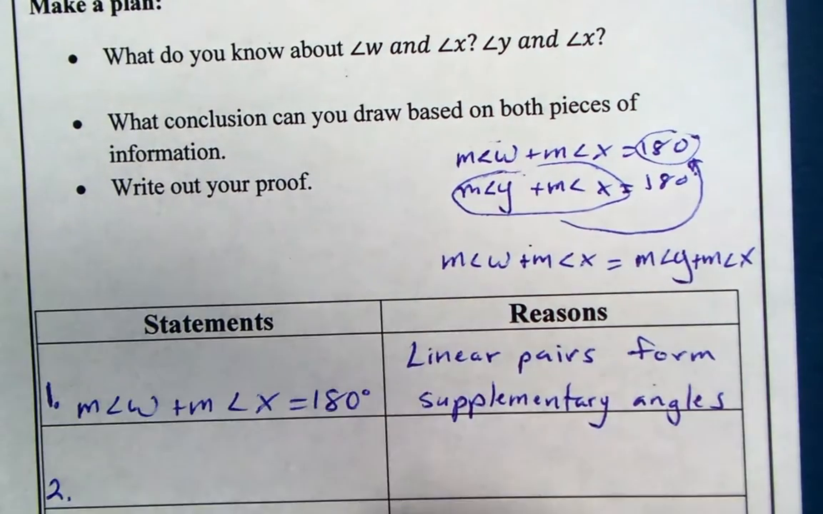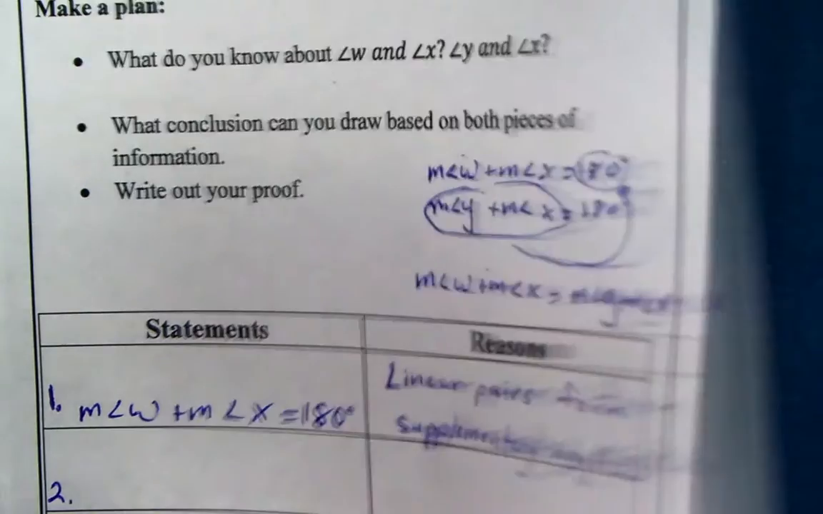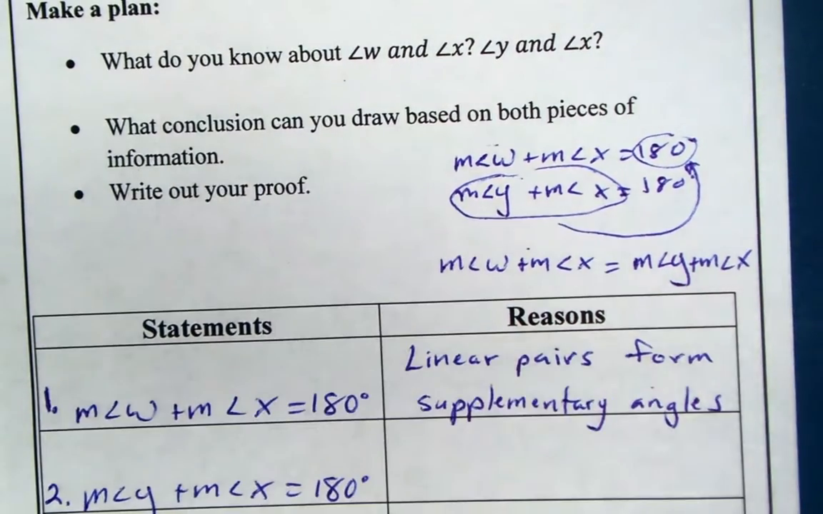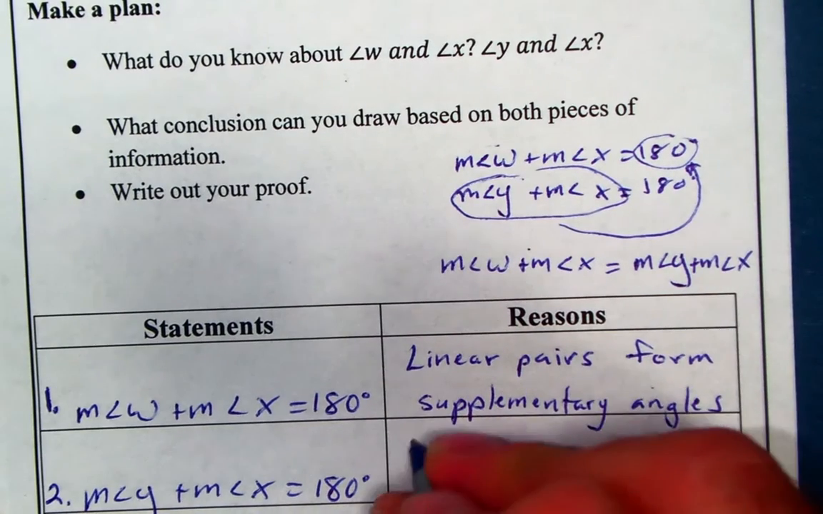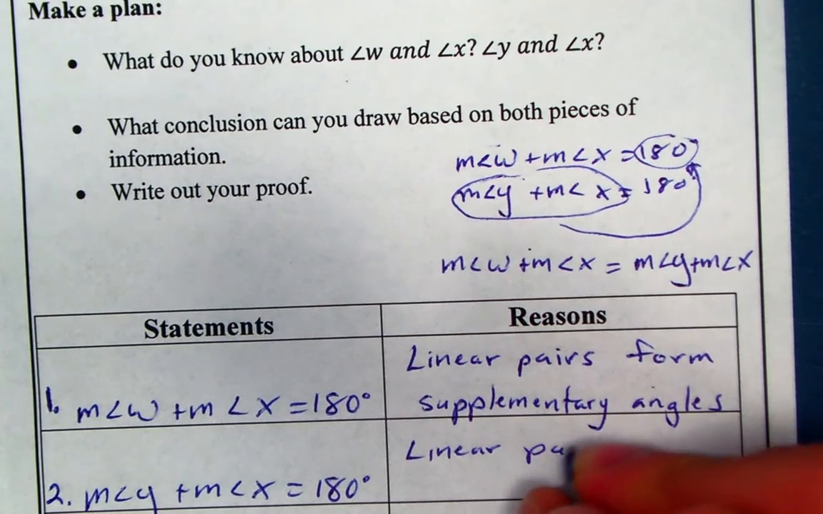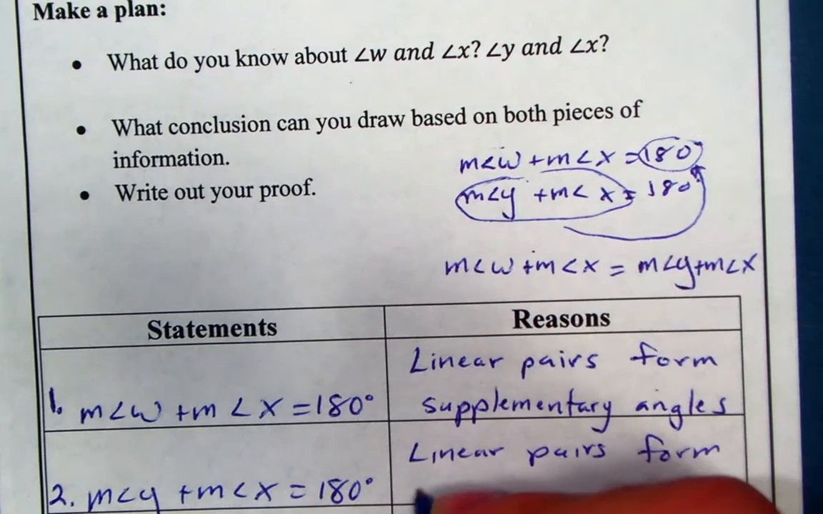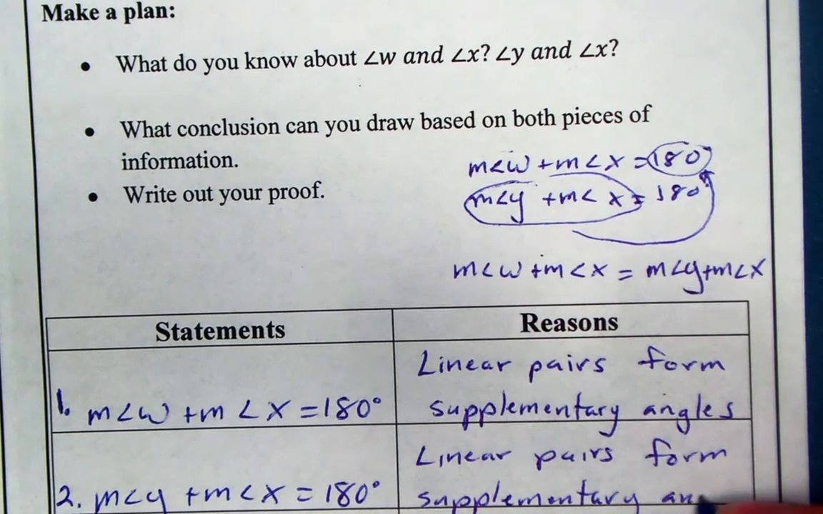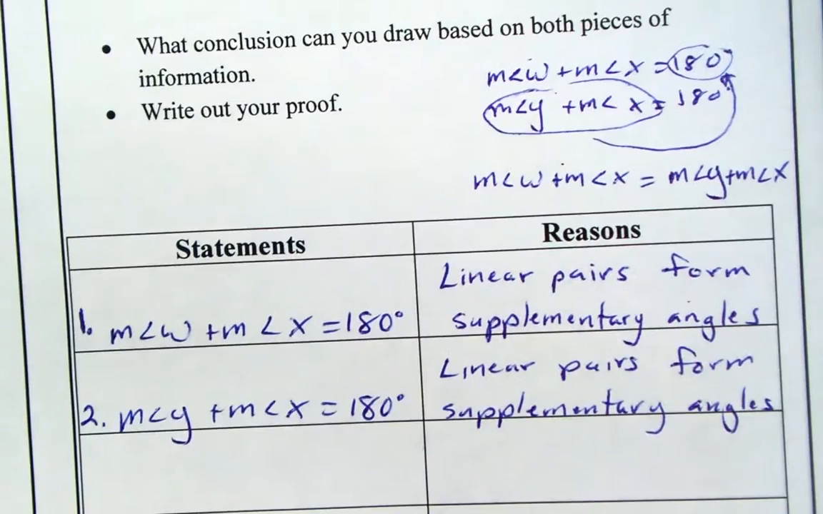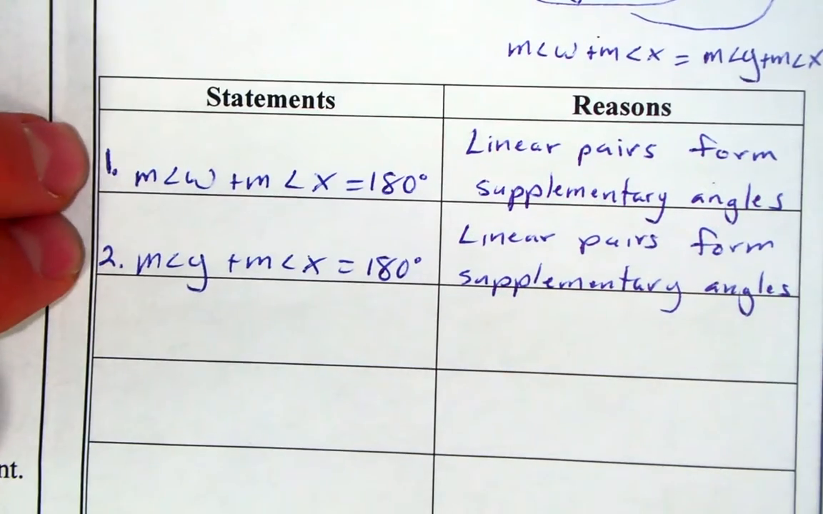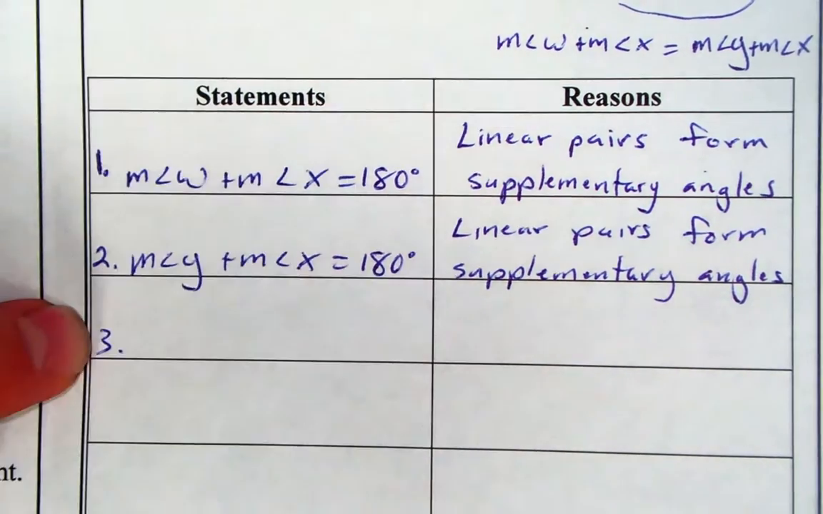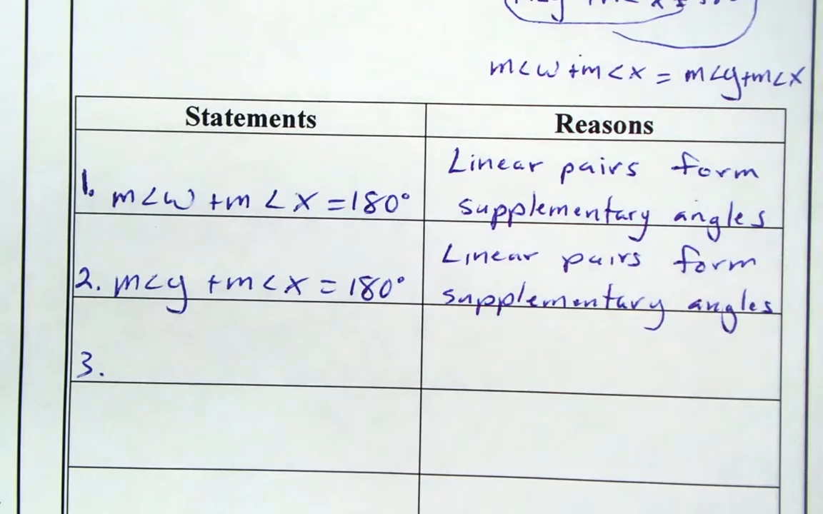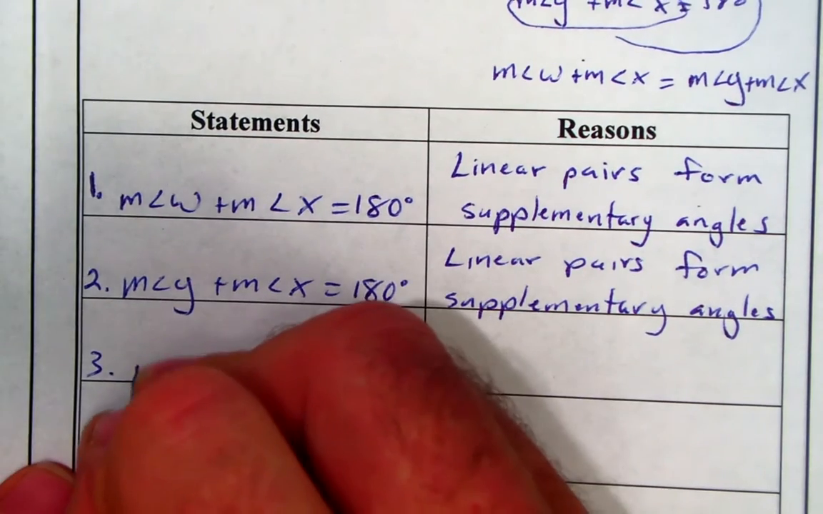Statement number two. The measure of angle Y plus the measure of angle X equals 180 degrees. Well, that's the same reason as this one. Okay, so linear pairs form supplementary angles. Okay, based on these two statements, what's the next logical step? Well, if they're both equal to 180, then they're both equal to each other. So that's logically what would come next in this sequence.